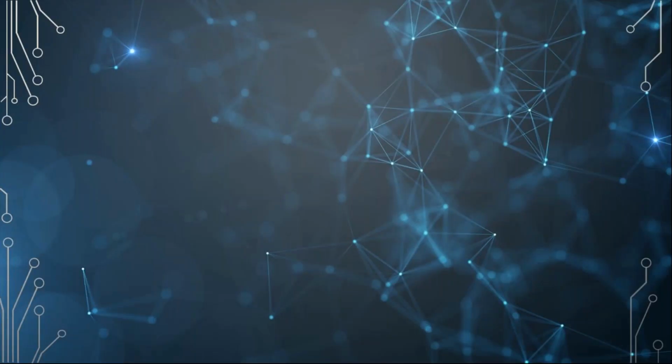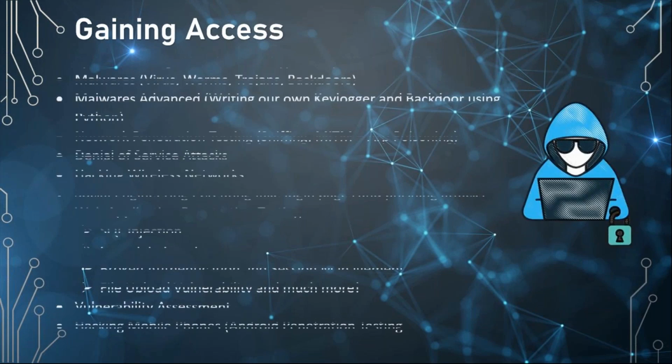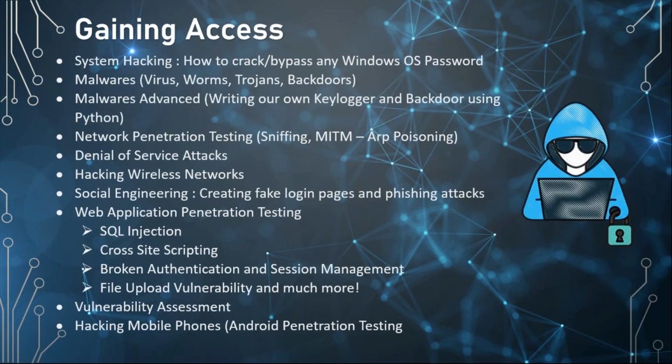After scanning is done, we'll go with other techniques, which is the next step of gaining access. Now, gaining access is a huge concept which covers a vast variety of topics, and these are the topics as follows. The first topic that we'll be learning in gaining access is system hacking, where I'll show you how to bypass or crack any Windows operating system password. Whether that be Windows 7 or Windows 8 or Windows 8.1 or Windows 10, I'll show you how to bypass that password or crack it if you're unable to bypass it.